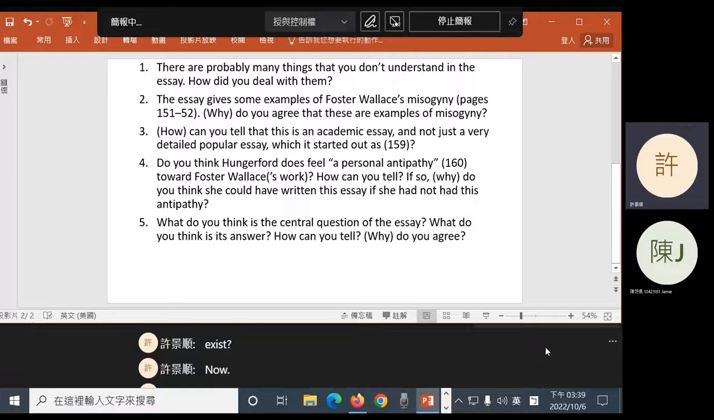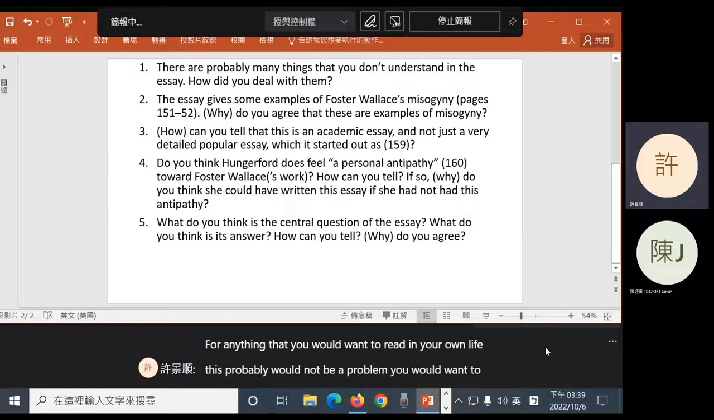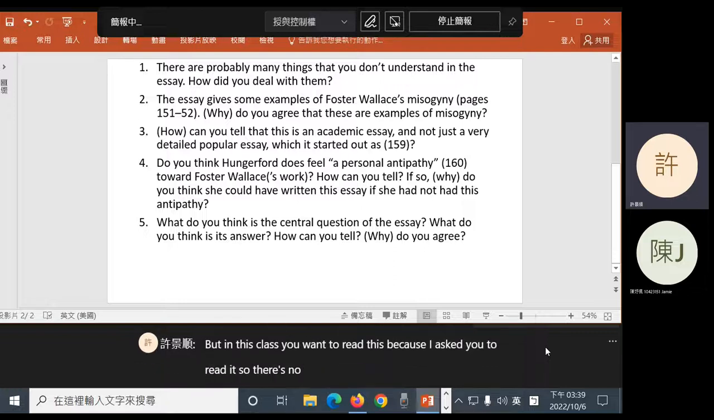Now, for anything that you would want to read in your own life, this probably would not be a problem. You would want to read something because you're interested in that thing. But in this class, you want to read this because I asked you to read it. So there's no necessary connection between what you already understand and what this essay is trying to say.